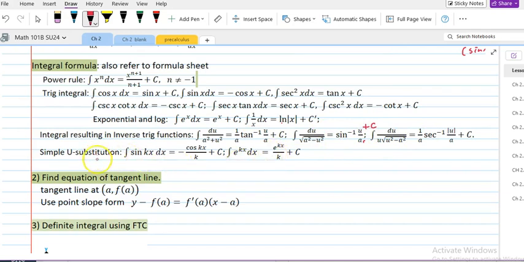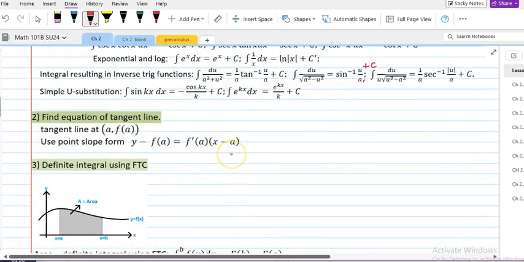And then for the u substitution, you should have learned some u substitution. The simple one is if you have sine kx or cosine kx, it will be negative cosine kx over k. So this is kind of like the reverse of the chain rule. For e to the kx, also it is over k plus c.